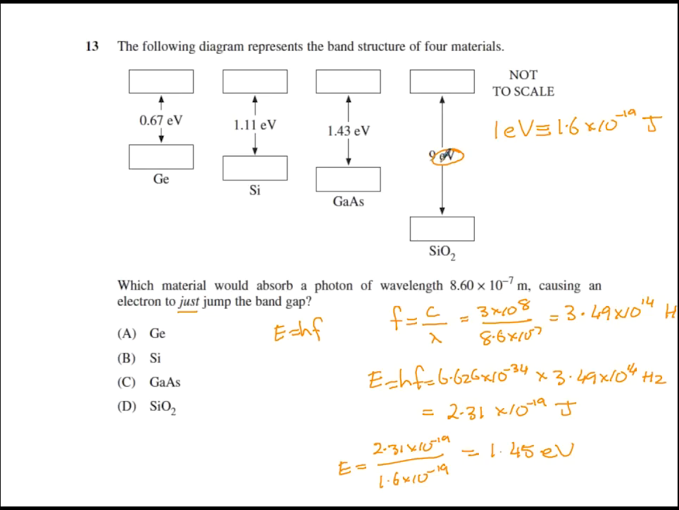It cannot jump this one. Because it's about just jumping the band gap, that means only this is the possible solution, meaning gallium arsenide is the correct answer.